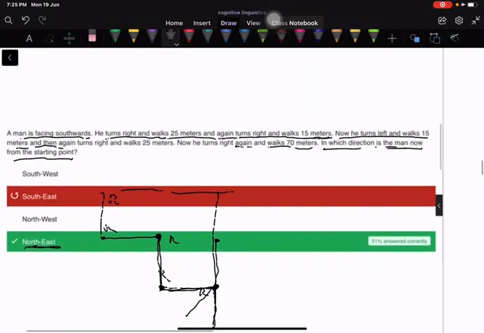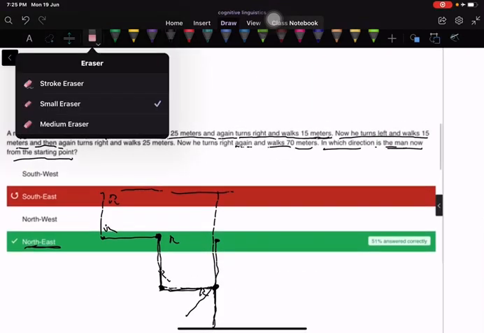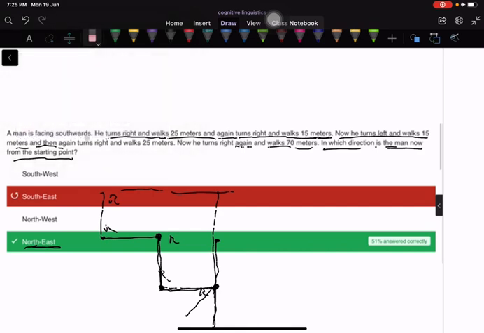The question: a man was facing southwards. He turned right and walks 25 meters, and again turns right and walks 15 meters. Now he turns left and walks 15 meters, and then again turns right and walks 25 meters. He now turns right again and walks 70 meters. In which direction is the man now from the starting point?